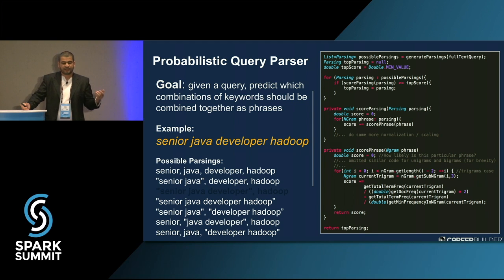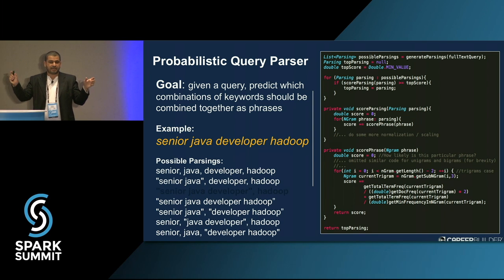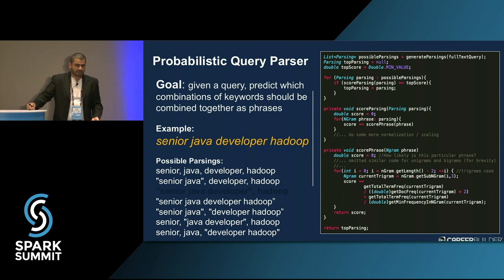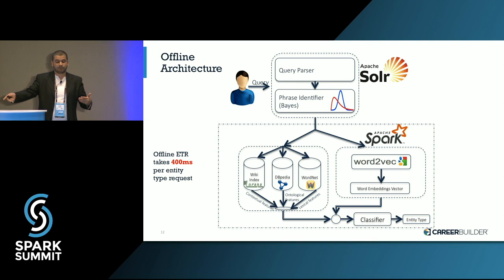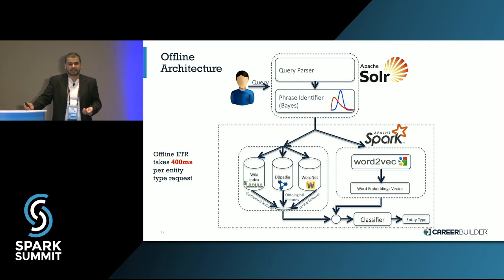But basically, if I have senior Java developer, Hadoop, how can I know that senior Java developer by itself is an entity, is a phrase? Hadoop is another thing. So we do probabilistic query parsing, which does that for us. Once we recognize the entities, we send them down to the entity type recognition system. We send the entity to the Spark word-to-vec model, and it returns synonyms. We send the same entity to the Wikipedia index, DBpedia and WordNet to extract the binary features. Then we combine all those features in one vector representation and send it to the SVM classifier.